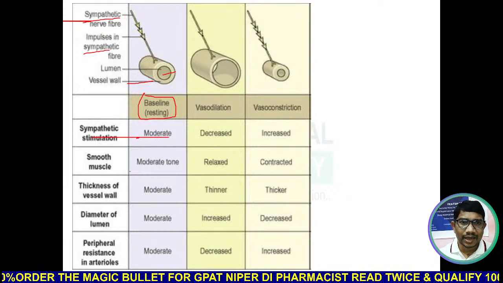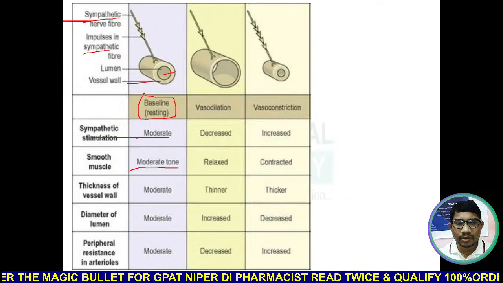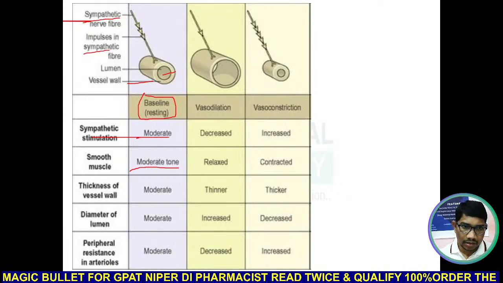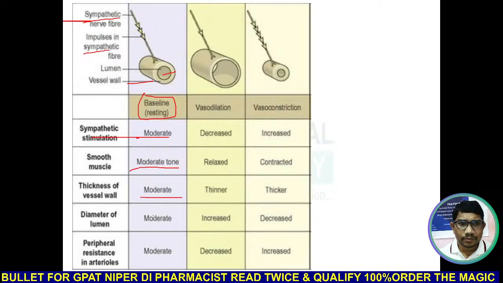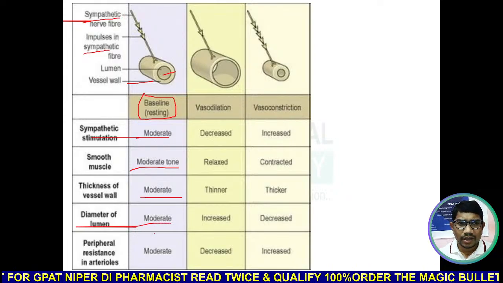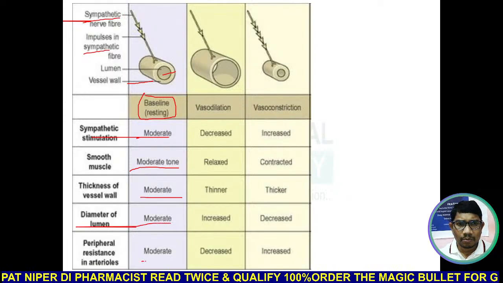यहाँ पे smooth muscle क्या है? So you have normal muscle tone in the blood vessel. Thickness of wall is also moderate. Diameter of lumen is moderate, and peripheral resistance is also moderate.